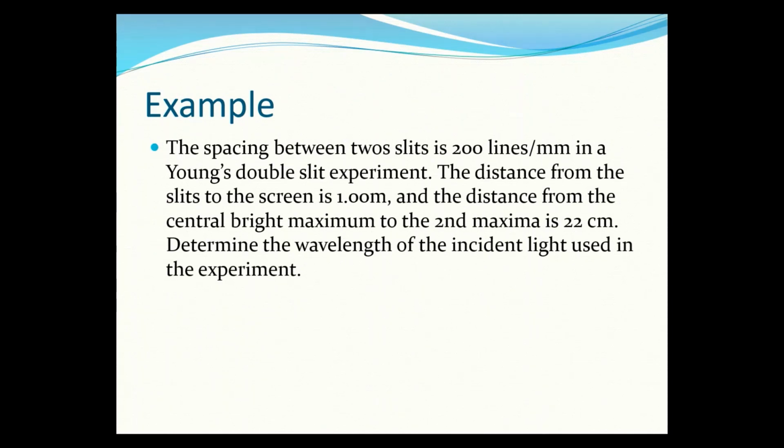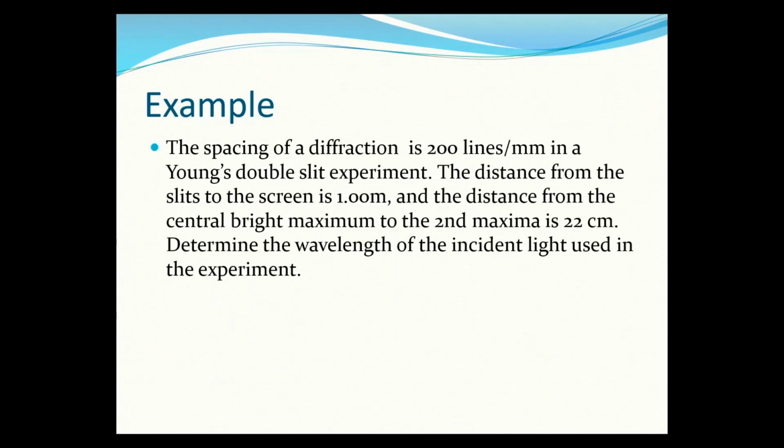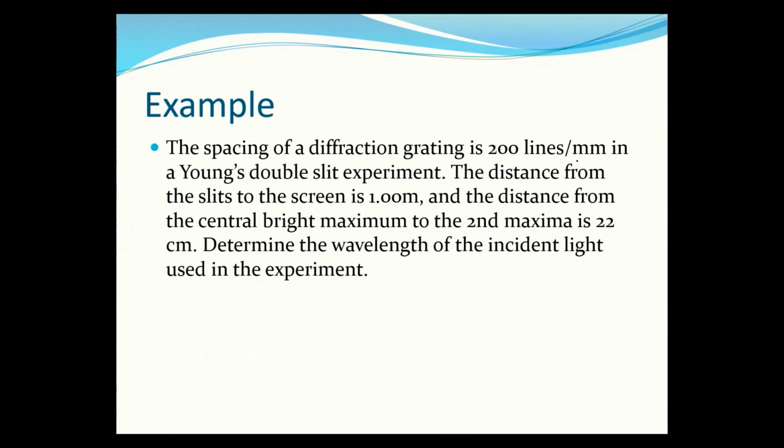So the spacing between two slits is 200,000 lines per millimeter in a Young's double experiment. It should say the spacing. This question is flawed. Spacing of diffraction grating is 200 lines per millimeter in a Young's double slit experiment. The distance from the slits to the screen is 1 meter again, and the distance from the central maximum to the second bright spot, the second maxima, is 22 centimeters. Determine the wavelength of the incident light used in the experiment.